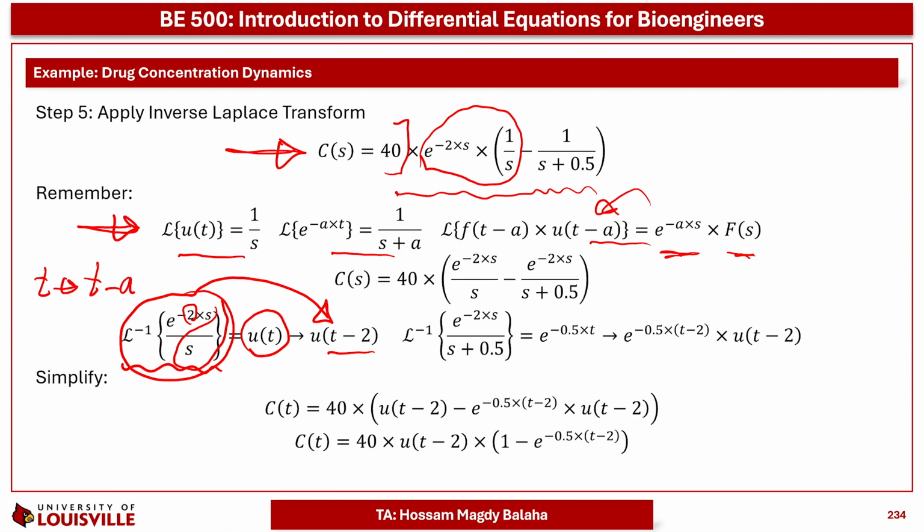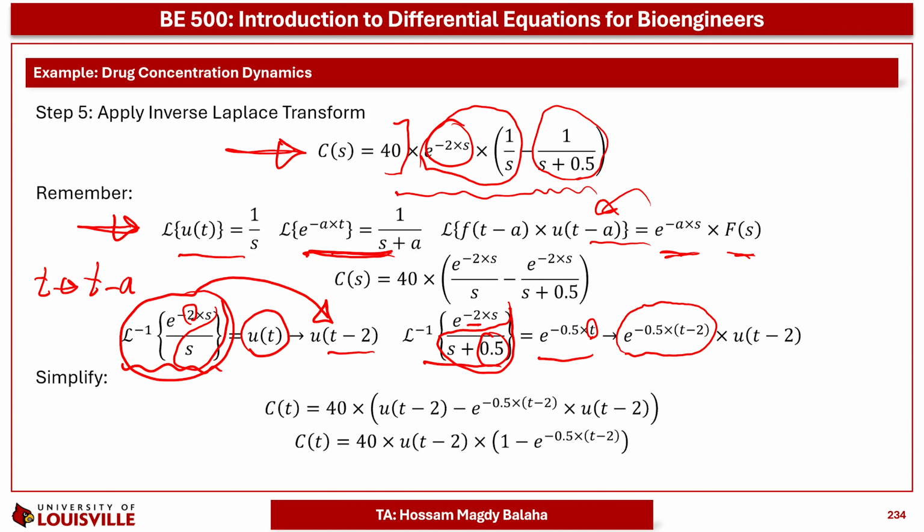Let's repeat it again with the exponential multiplied by 1 over s plus 0.5, which is here. Simply, let's focus first on the exponential. The exponential, which is here. So the inverse of it will be the exponential of negative a multiplied by t, like that, because a equals 0.5. Now, we need to replace each t by t minus a and ensure that it's multiplied by the unit step with the same t minus a. So here we will replace t by t minus 2. So it will be the exponential of negative 0.5 multiplied by t minus 2.